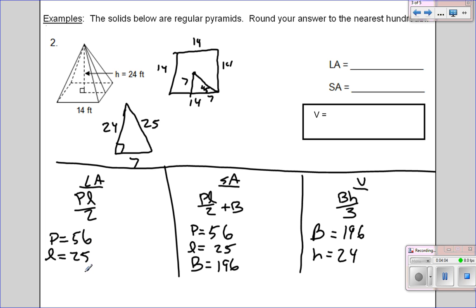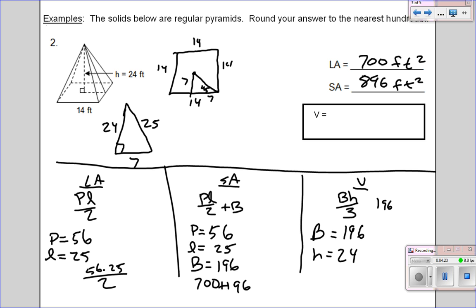And now just plug in PL, so 56 times 25 divided by 2 gives me 700 feet squared for the lateral area. So 700 plus 196 gives me 896 square feet. And for the volume, it'll be 196 times 24 divided by 3, which gives me 1568 feet cubed. So make sure that you do this triangle when you try to do pyramids. So you need the base and the triangle on the inside.